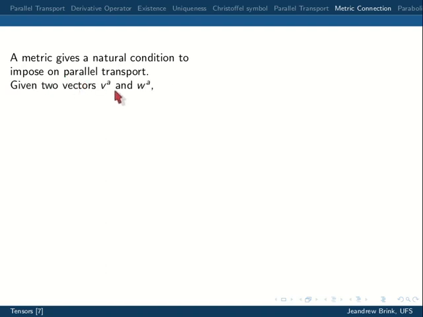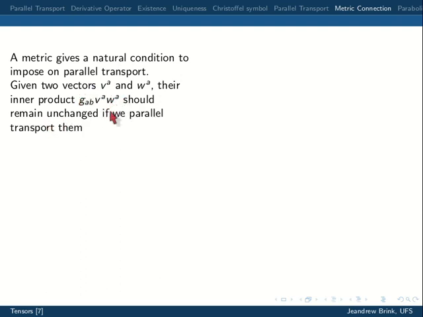Okay, so the way we see that is if you have two vectors, their inner product is simply g_ab V^a, and here's a mistake, it should be V^b over there. So the inner product is g_ab V^a V^b. And this thing should remain unchanged if we parallel transport, because this thing is just a scalar.